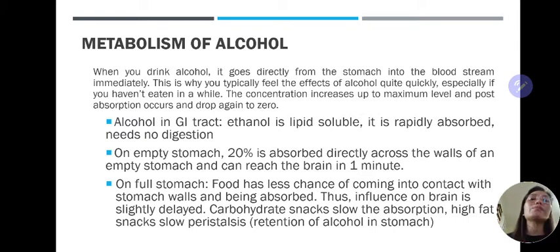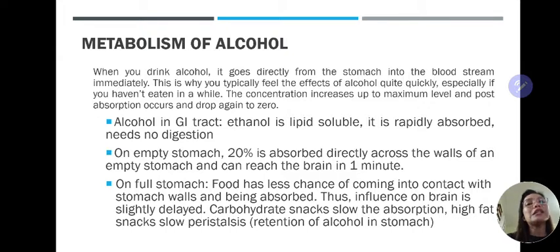So, this is why you typically feel the effects of alcohol very quickly, especially if you have not eaten in a while. The concentration increases up to the maximum level and post-absorption occurs and drops again to zero. May effect din yung kapag walang laman yung tiyan natin or hindi tayo nakakain before tayo nag-inom. May effect din yun, mas madali tayong malalasing.